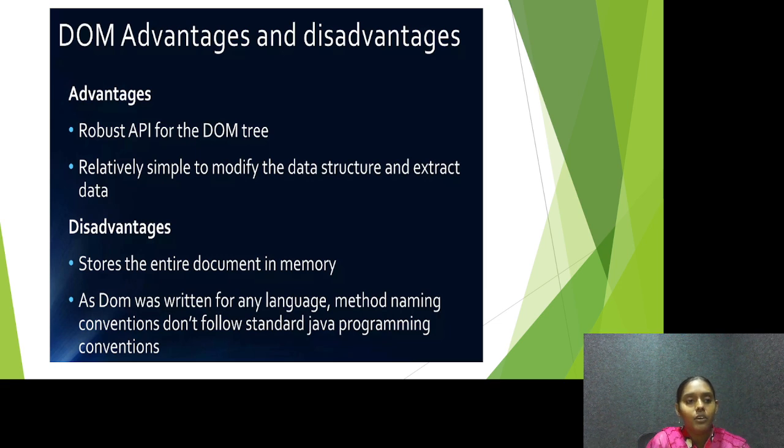These are we are concluding, that is the DOM model advantages and disadvantages. Advantages are a robust API for the DOM tree, and it is relatively simple to modify the data structure and extract data. And these are the disadvantages: it stores the entire document in memory. As DOM was written for any language, method naming conventions don't follow standard Java programming conventions.